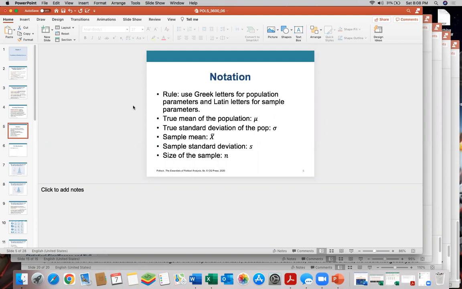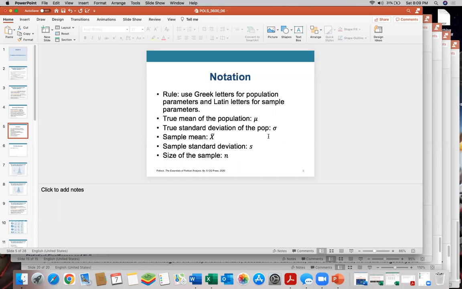So like you see here, the true mean of a population. I honestly don't remember what all of these were, but I know that this one is sigma. This one, I have written down that it's mu. Yeah, I think it's mu. So mu. This one is sigma. This is your X bar.